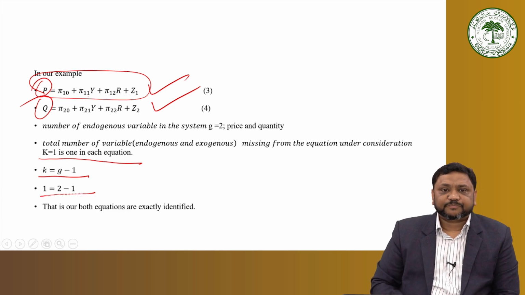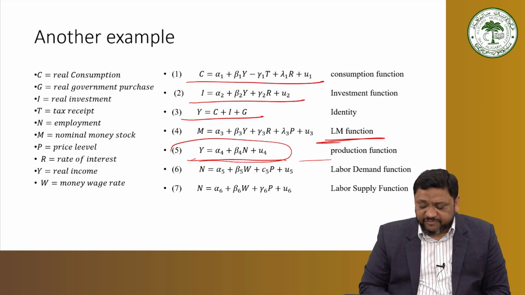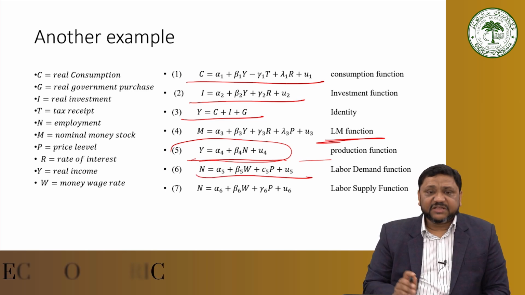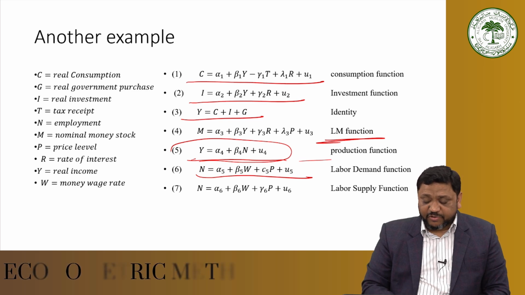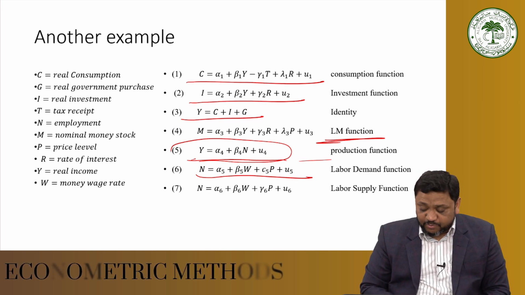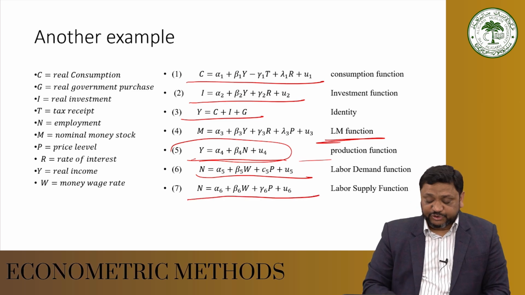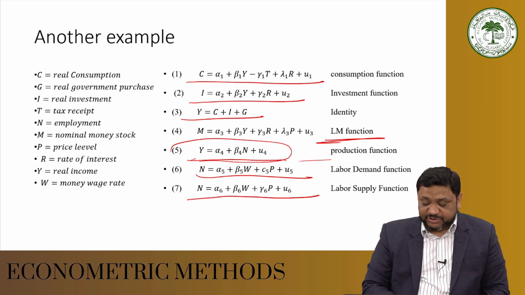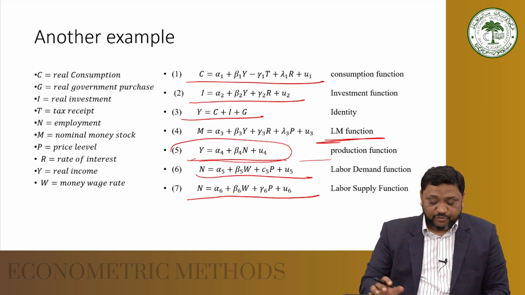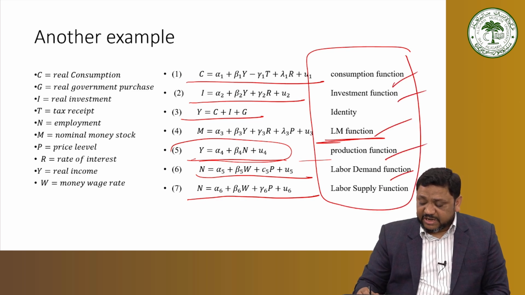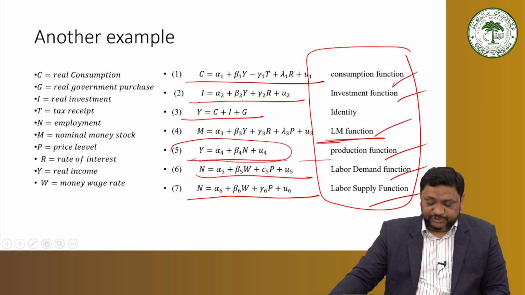and that is 2 minus 1. Then Y is equal to alpha 4 plus beta 4 N plus u4, where N is the labor function. N is equal to alpha 5 plus beta 5 W plus gamma 5 P plus u5, and then we take the labor supply function, N is equal to alpha 6 plus beta 6 W plus gamma 6 P plus u6. So we have basically defined the consumption function, investment function, the identity, the LM function, a production function, a labor demand function, and the supply function.